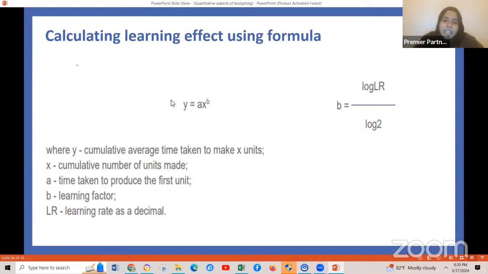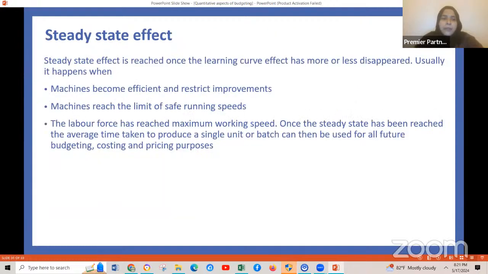Y, meaning the average time, equals the time taken for the first unit multiplied by the cumulative number of units to the power b. What is b? b is log r, the learning rate. If it's 90%, this becomes log 0.9 divided by log 2. Remember, it will give you only the average time. If you want total time, you have to multiply by the number of units.